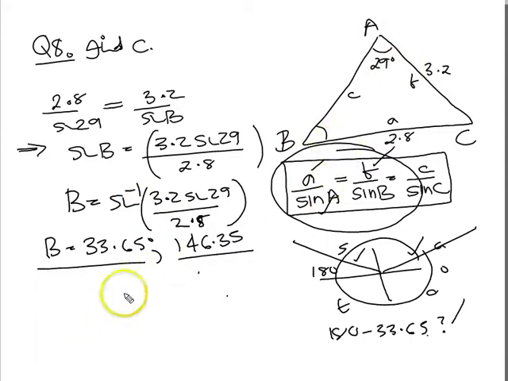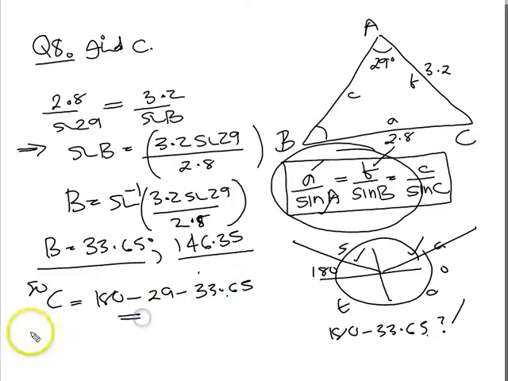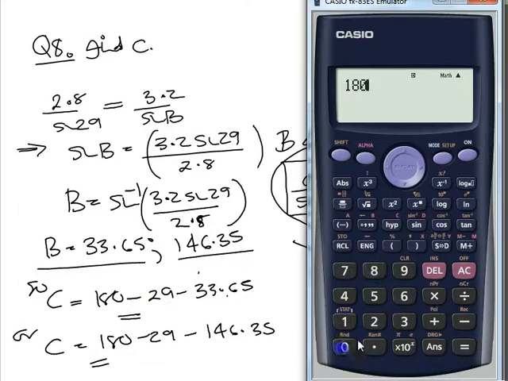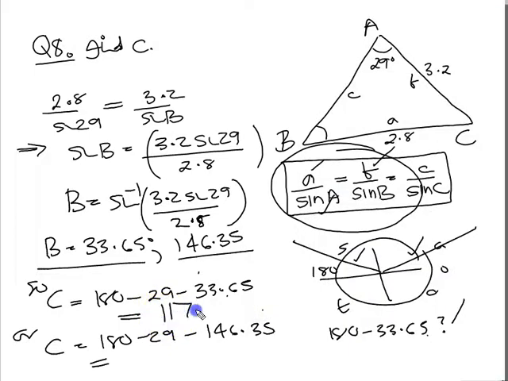So we find C now. So C will equal then, well, it'll be 180 minus A, 29, minus the 33.65, or 180 minus 29 minus 146.35. These are the two possibilities then, aren't they? So let's do the first one. 180 minus 29 minus 33.65, and we get 117.35 degrees. So that's the first solution.